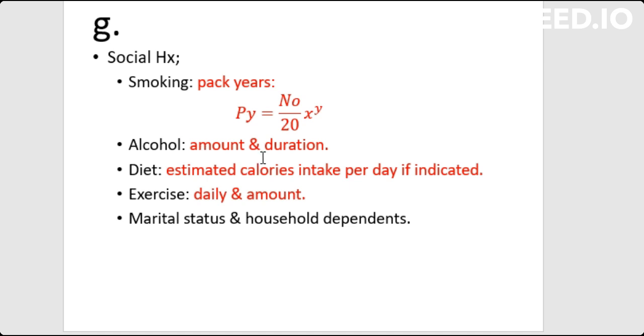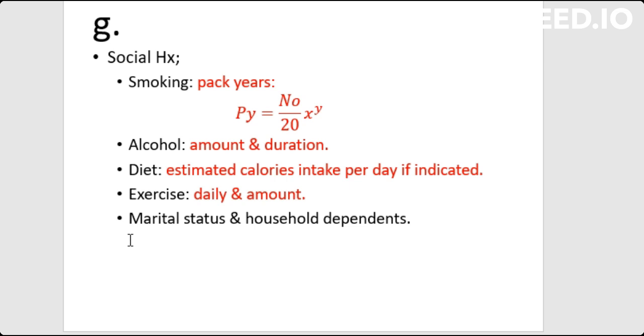Also, you need to include the alcohol history, if the patient has been taking alcohol, the amount and duration. For example, the patient has been drinking maybe 2 liters per week. So the alcohol history becomes 2 liters per week. Sometimes you might include dietary history, estimated calorie intake per day if indicated, and exercise, the daily amount of exercise, maybe 150 minutes per week. That is the recommended amount of exercise to be done per week by WHO.